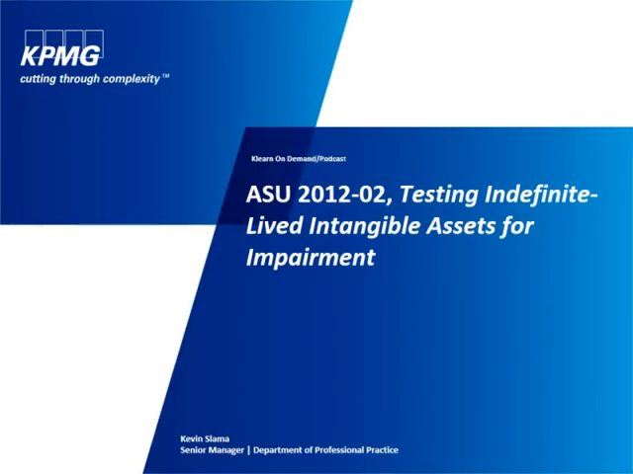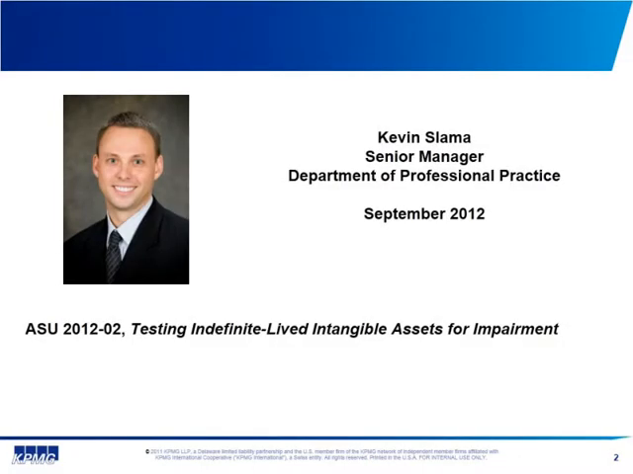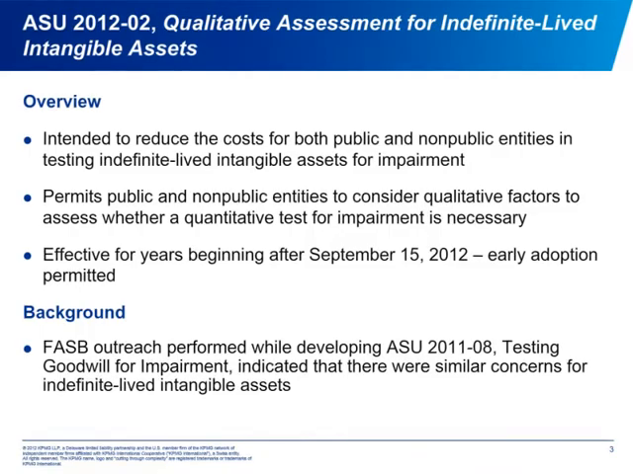Hello, and welcome to this podcast on ASU 2012-02 for the impairment testing of indefinite-lived intangible assets, which allows entities to make a qualitative assessment when performing their impairment test. My name is Kevin Slama, and I'm a senior manager in KPMG's Department of Professional Practice. I'll be providing an overview of the guidance in the new ASU, discussing a potential process to perform the qualitative assessment, and addressing some of the factors to consider in performing the qualitative assessment.